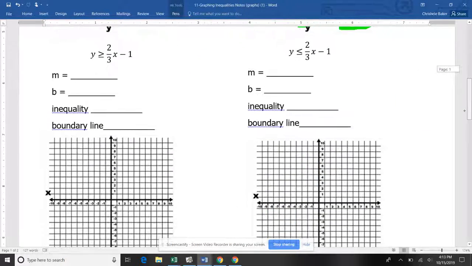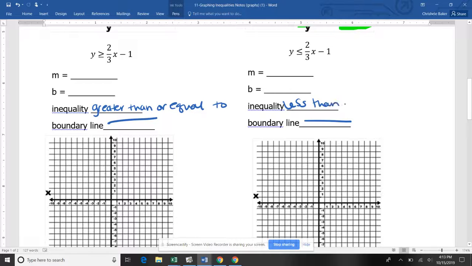The only thing that's going to change on these next ones is that I'm going to use a solid line because I am greater than or equal to, and here I am less than or equal to. So 2/3, -1, it's the same exact thing. Up 2 to the right 3, up 2 to the right 3. I'm just going to use a solid line this time, and shade greater.